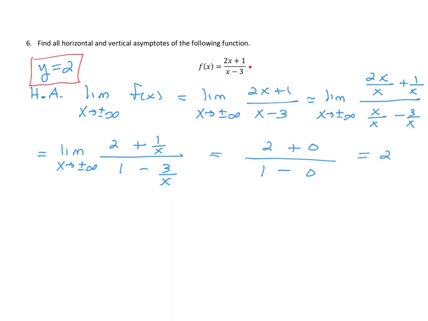Now, what about a vertical asymptote in this equation? That's going to be wherever your denominator is 0, but your numerator is not. So I can tell that there's exactly one number where this happens. That is x is equal to positive 3. And again, this makes the denominator 0 and the numerator non-zero.